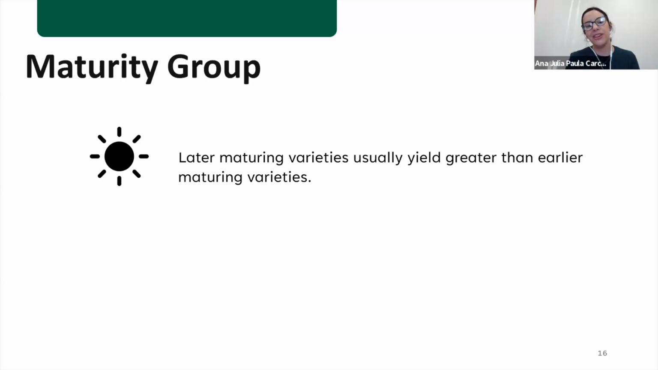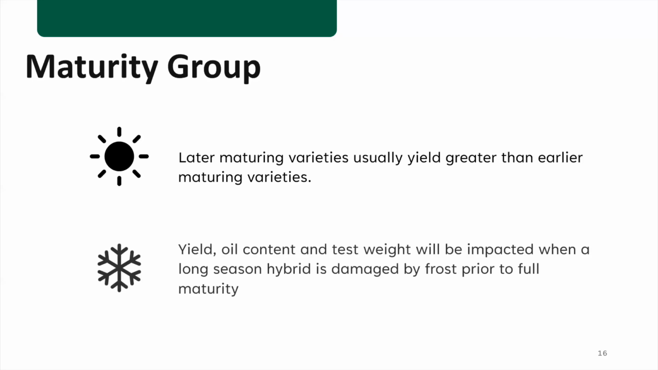One of the most important things when we are talking about the maturity of the varieties is the risk of a frost. So it's really important. It's better to have an early maturity than a later maturity if we are putting our crop at risk of being impacted by a frost.